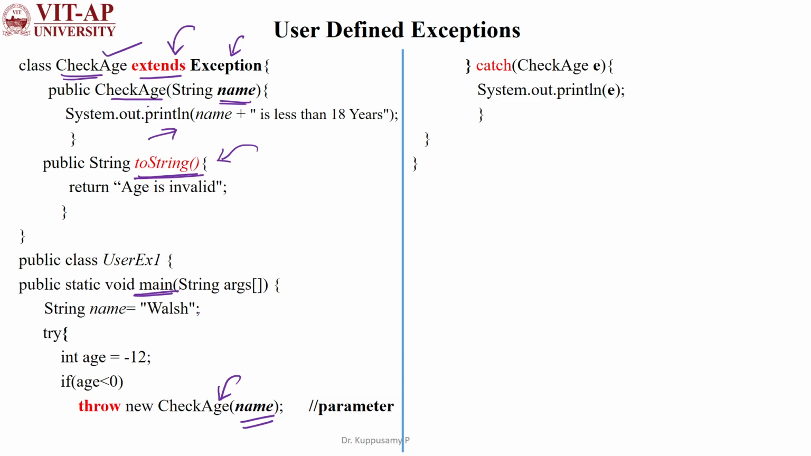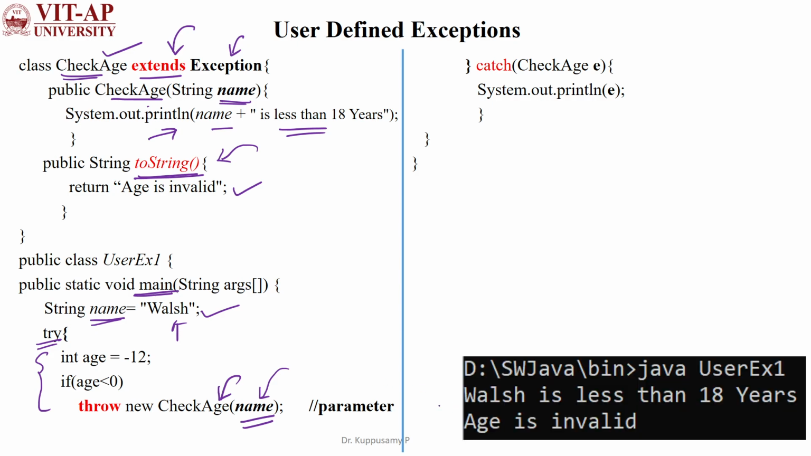Inside the main method I am assigning the name to this variable, then the code which raises the exception is given inside the try block, right. Then here you see I am passing the parameter. The name we are using is given as a notification to the user, that his age is invalid. So here the name is displayed, less than 18 years, then age is invalid. So here we are using the parameter.